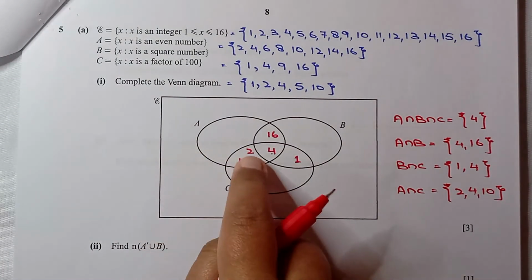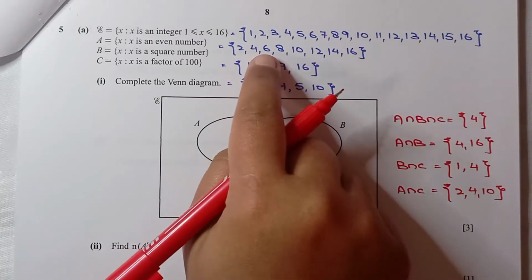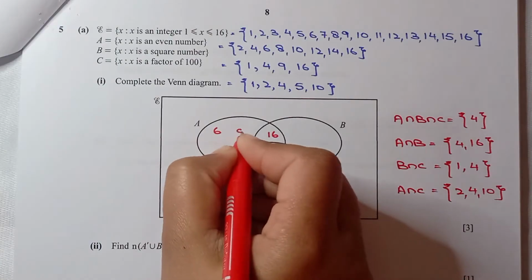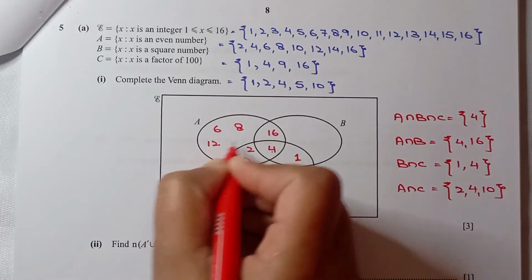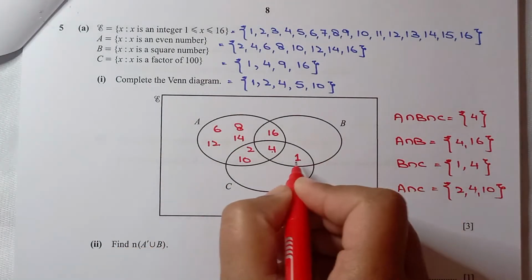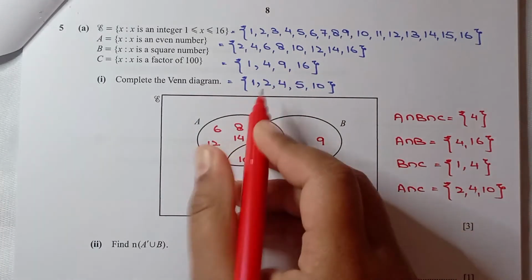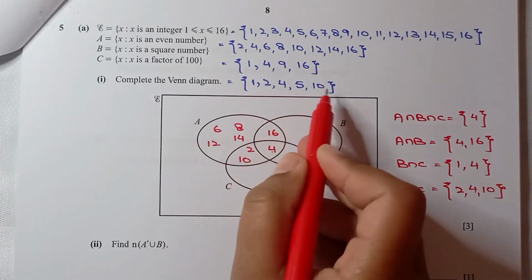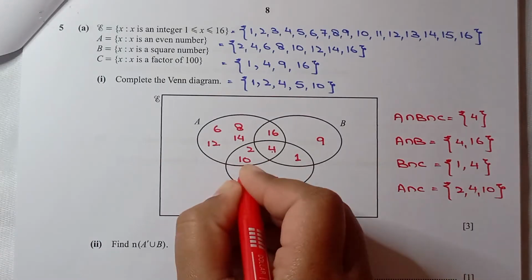Okay, now let's see the set A. The set A has 2, 4, 10, 16. The left are 6, 8, 12 and 14, since 10 is written. Now A is completed. Now for B, 1, 4, 16. 1, 4 and 16, 9 is left. For the set C, 1, 2, 4, 5, 10. 1, 2, 4, 5 and 10 are written.